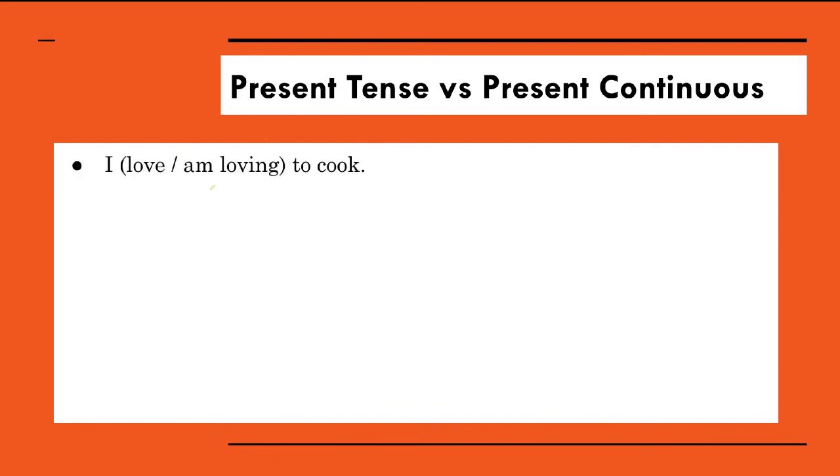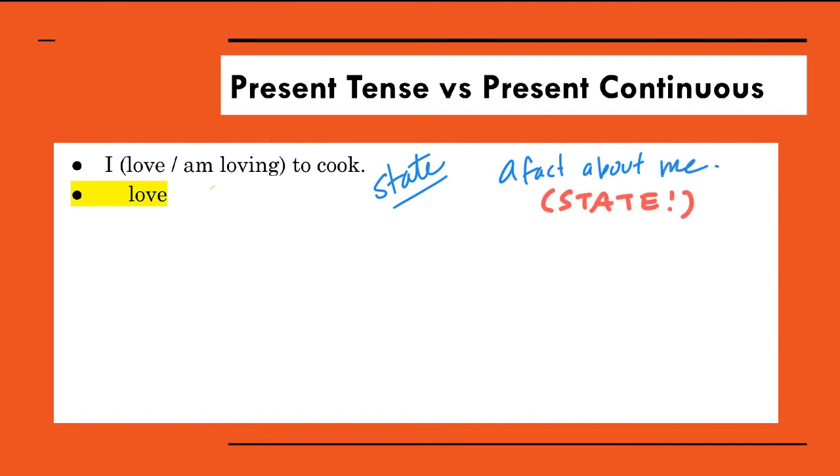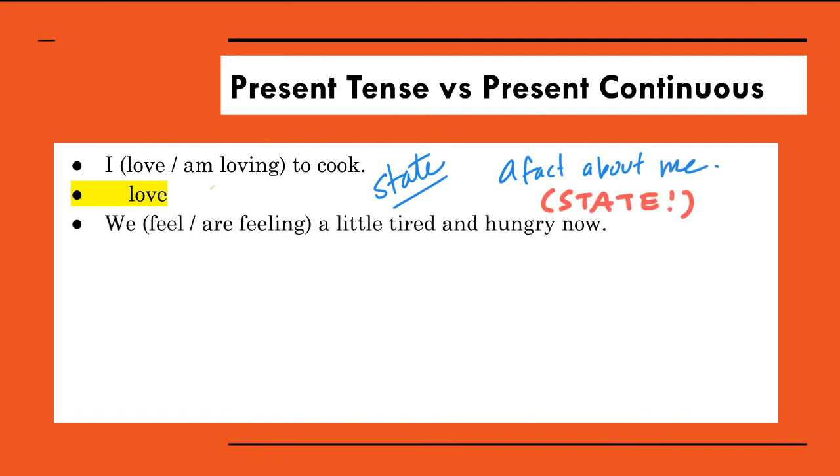How about this? I love to cook. I'm loving to cook. Well, to love something is a state. It is something that you like not because you chose to like it, not because you chose to love it, but it's your personality. It's the way you are. So I like something, I love something, simple present, because these are states.